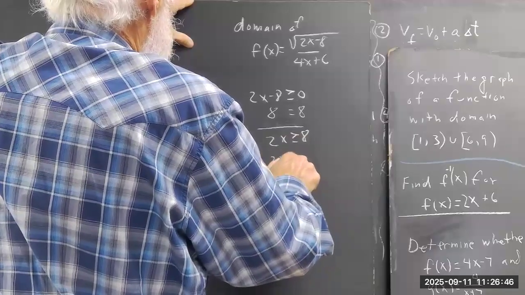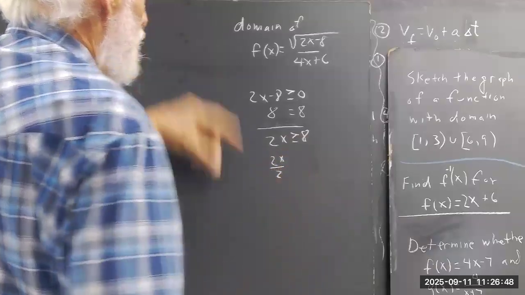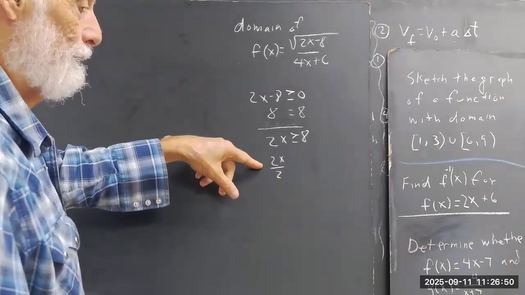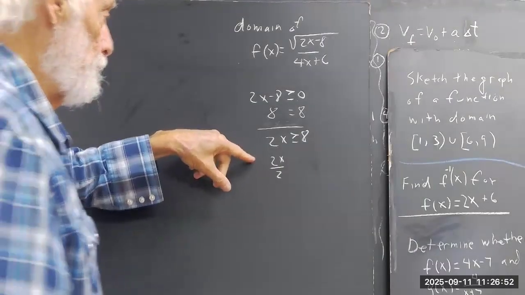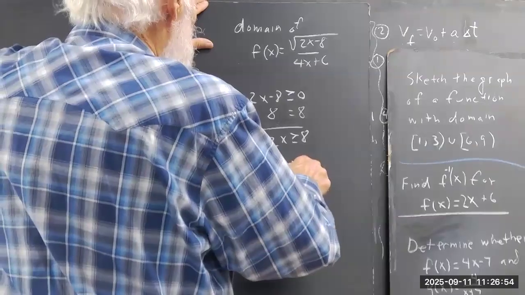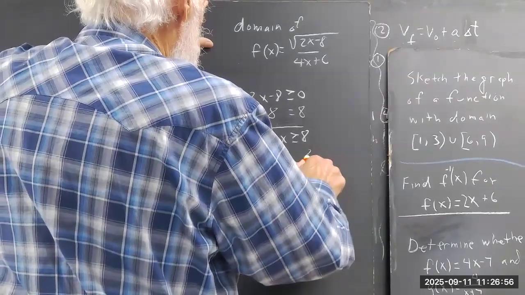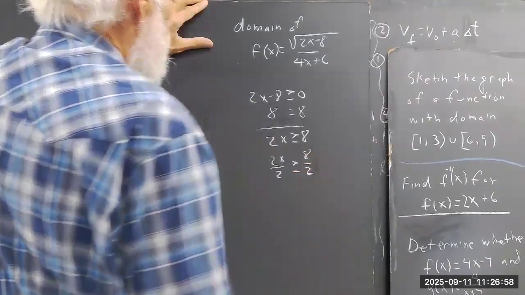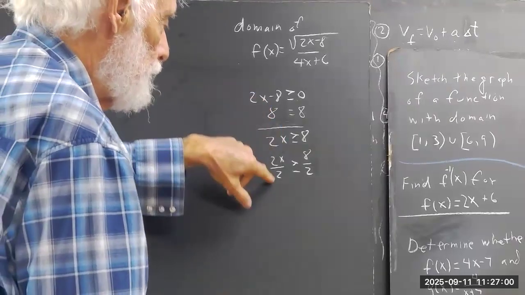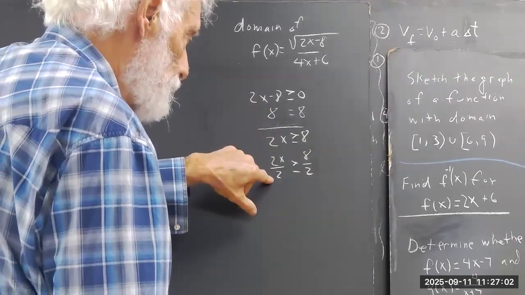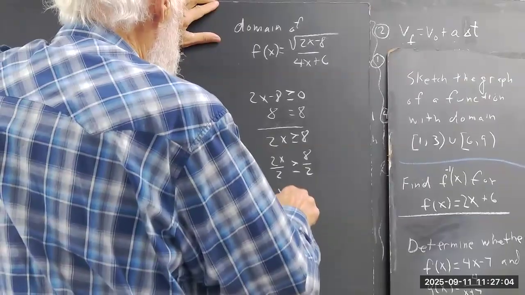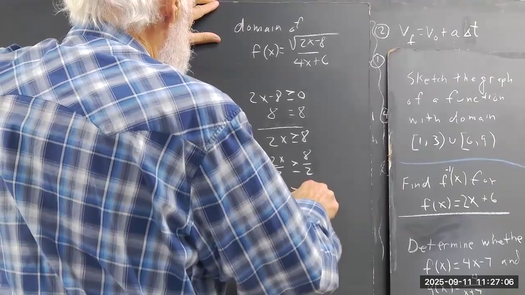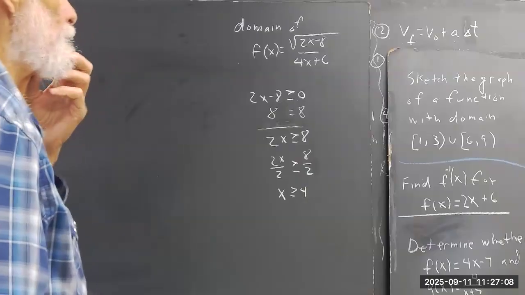Then I'm going to divide by 2. I can't subtract 2, and that would not affect this 2 at all. I have to divide by 2 if 2 is multiplied. 2 is multiplied by x, so we can get x if we divide by 2. We get x greater than or equal to 4.